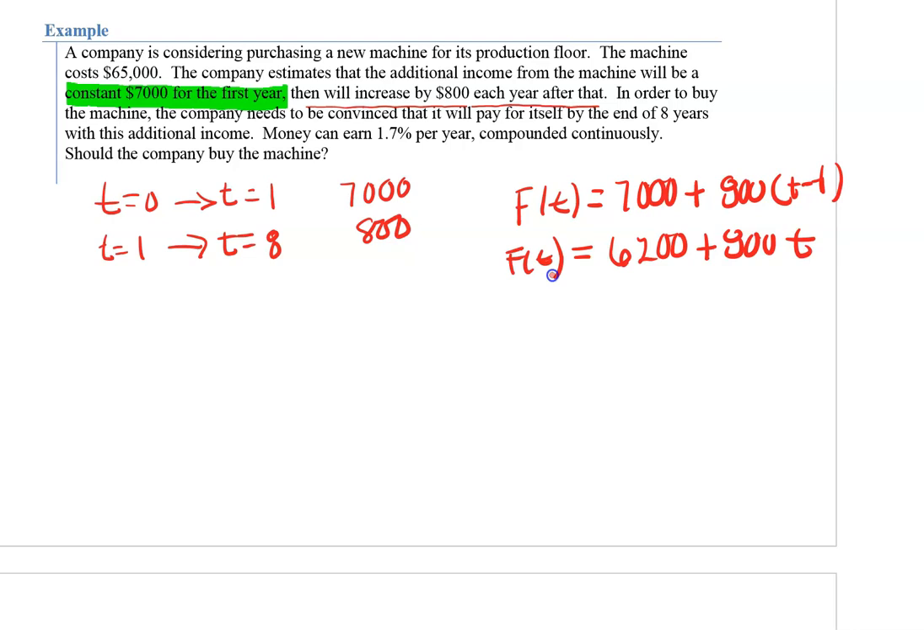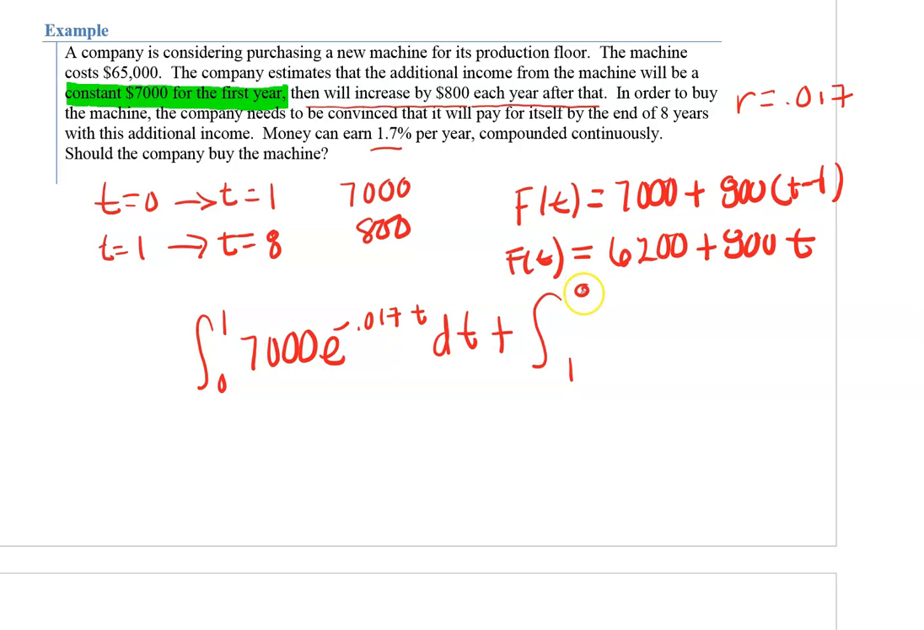So to find the present value, we'll have to divide the integral into two pieces, one for each of the functions. So we're going to have to integrate first from 0 to 1 of 7,000 e to the negative, let's see, our rate was 1.7%, so r is 0.017. So negative 0.017 t dt, plus we're going to integrate from 1 to 8 when it will increase by $800 each year. And that function was 6,200 plus 800 t, that's our f of t, e to the negative 0.017 t. And then we need to find these values.